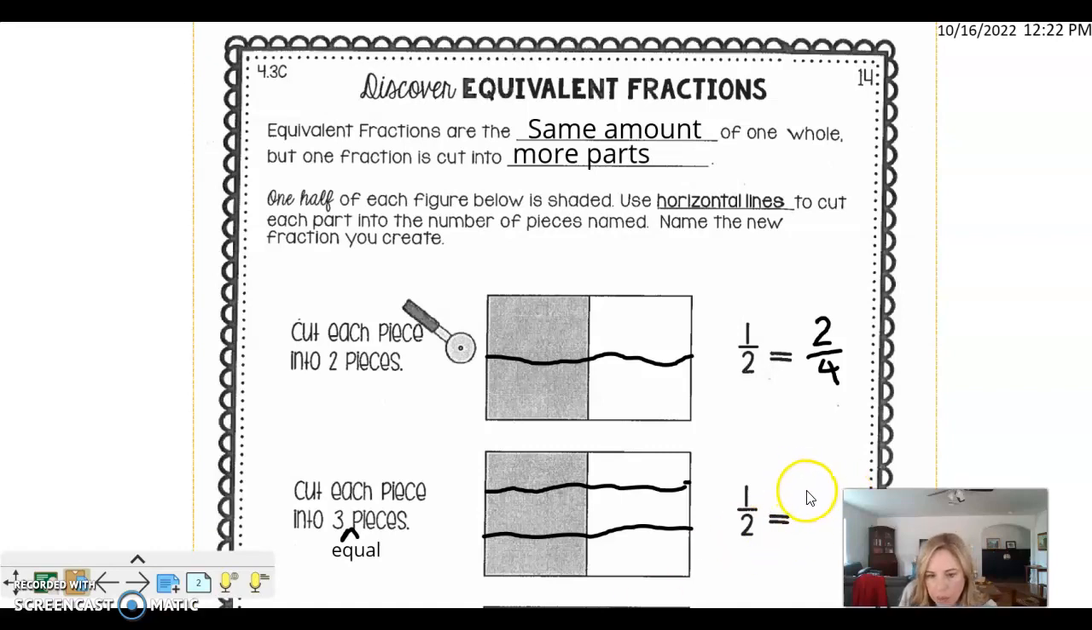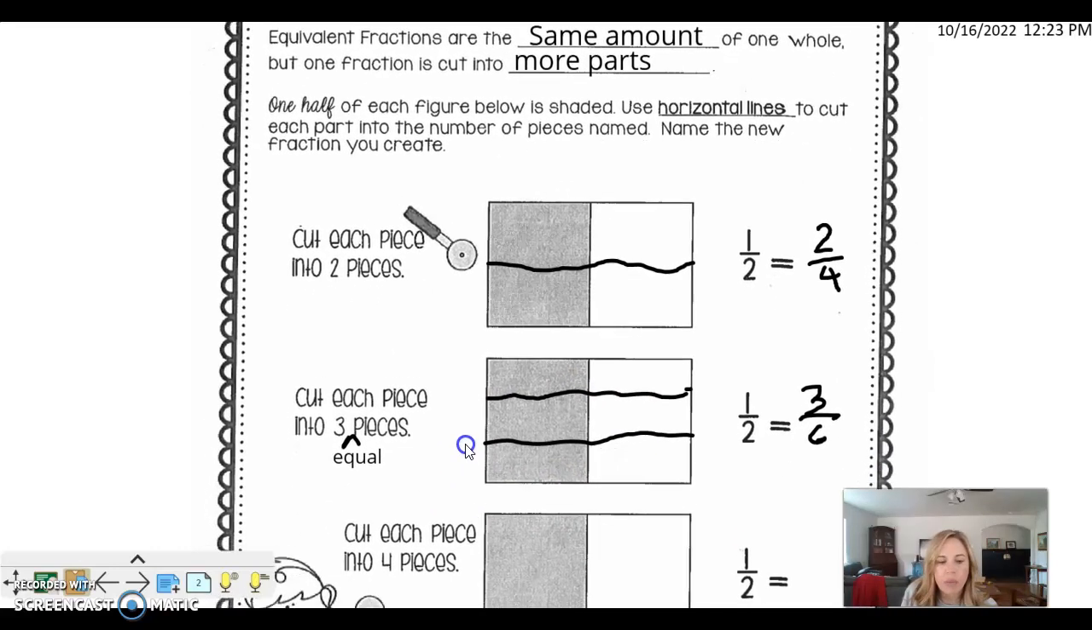Well, I hope you came up with 3 out of 6. Because we have 3 parts shaded, but our total number of pieces is 6. All right, let's move up.